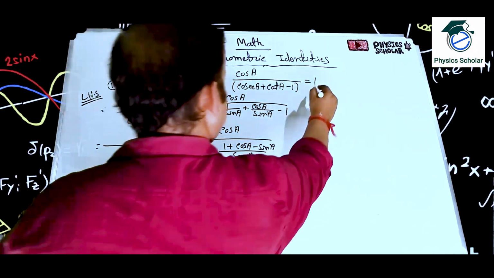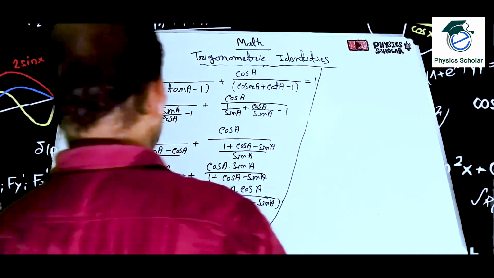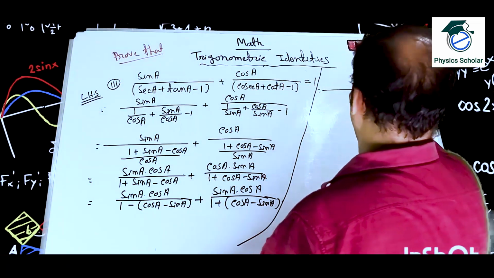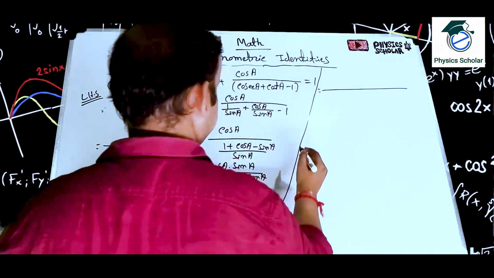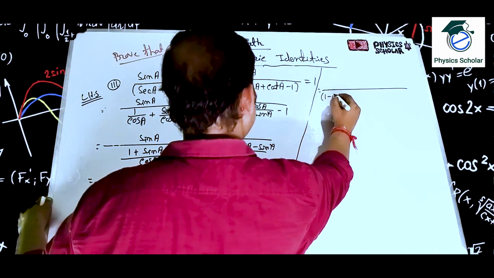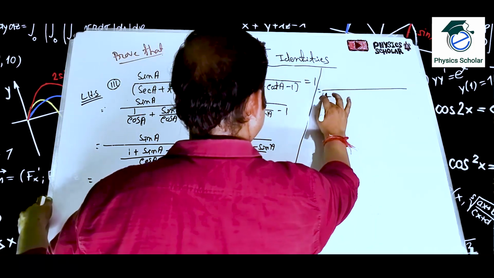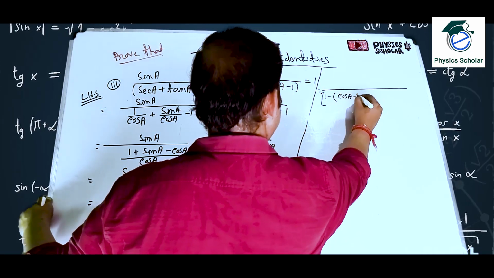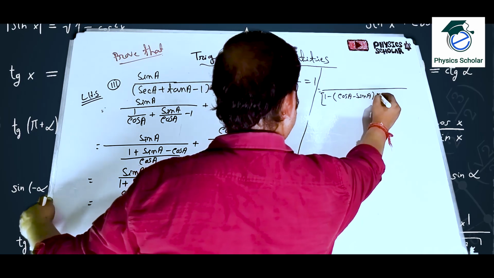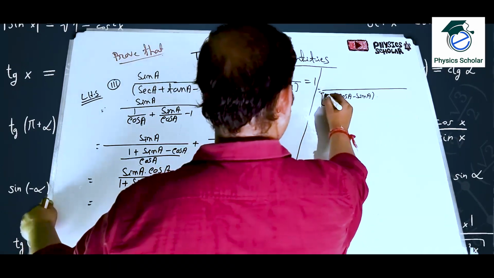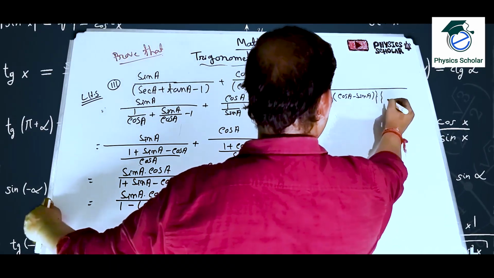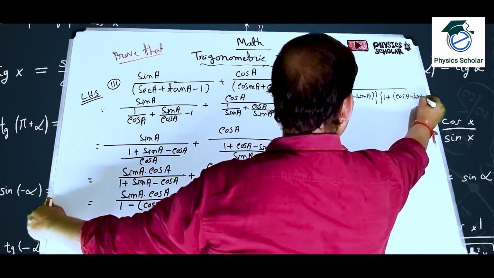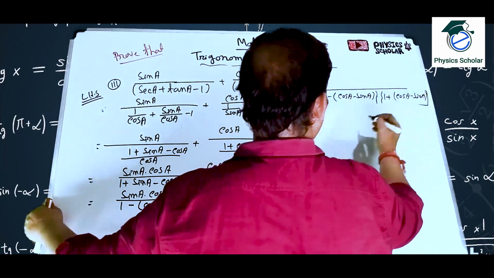Clear? Now what? This into this will be the LCM. So the LCM will be what? The LCM will be 1 minus cos A minus sin A into 1 plus cos A minus sin A. Clear? This will be the LCM.